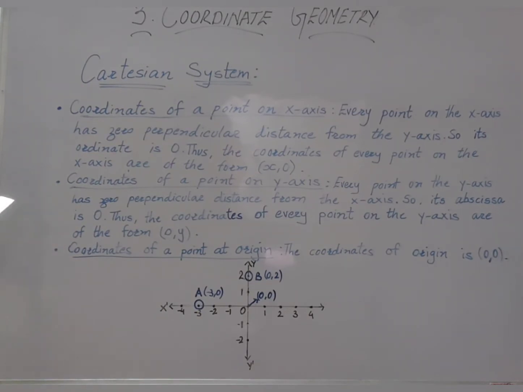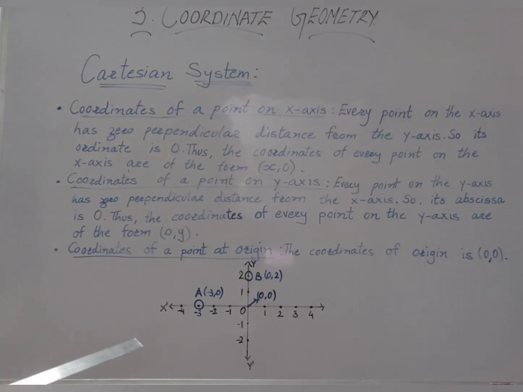Another point, coordinates of a point on y-axis. Every point on the y-axis has 0 perpendicular distance from the x-axis. So its abscissa is 0. Abscissa, that is the x coordinate value, is 0. Thus, the coordinates of every point on the y-axis are of the form (0, y). Here the value of abscissa, the value of x coordinate, will always be 0, and wherever the point lies on y-axis is taken as y value.